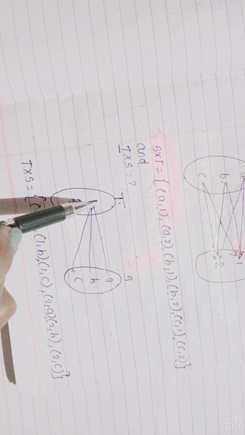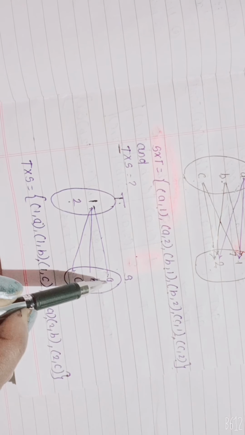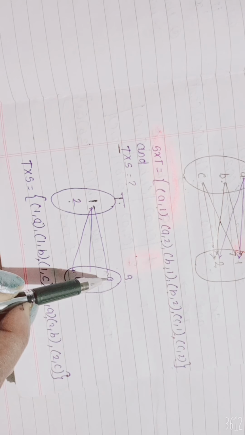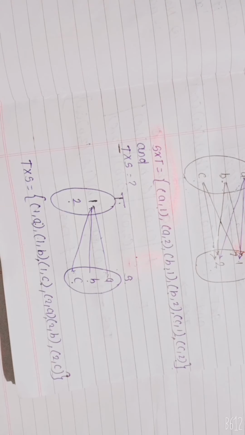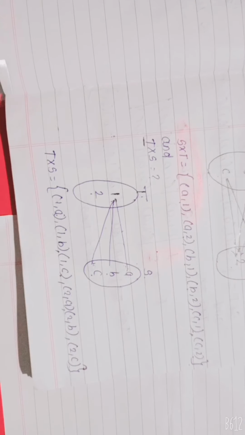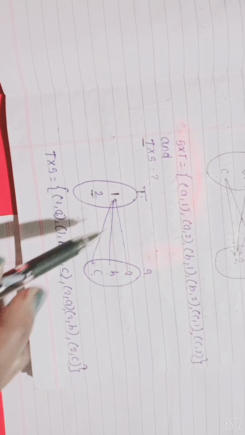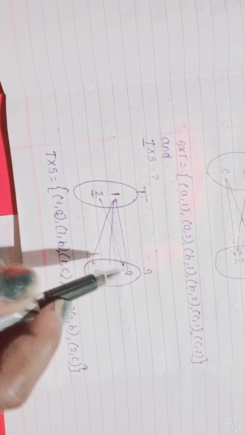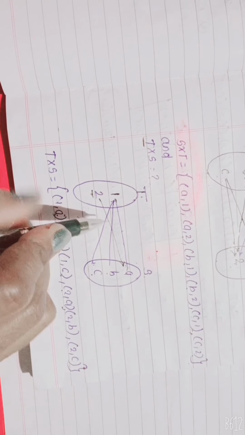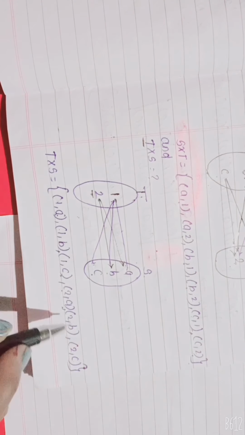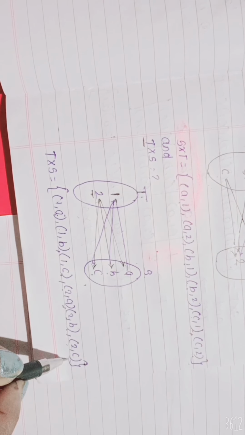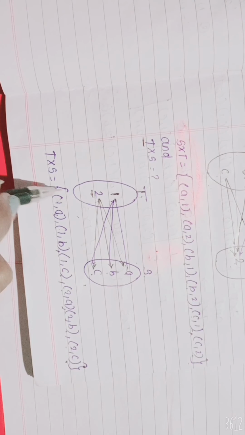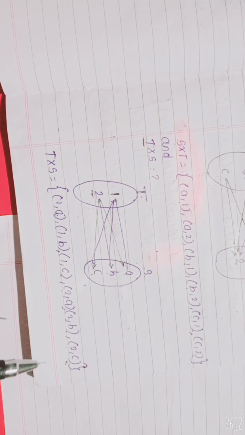So we know that T contains the elements 1, 2. The first element of T forms ordered pairs with a, so (1, a), then b, so (1, b), then c, so (1, c), and then the next element 2. 2 is paired with a firstly, forming the ordered pair (2, a), then with b, forming (2, b), and then with c, forming (2, c). This forms the set of the Cartesian product.